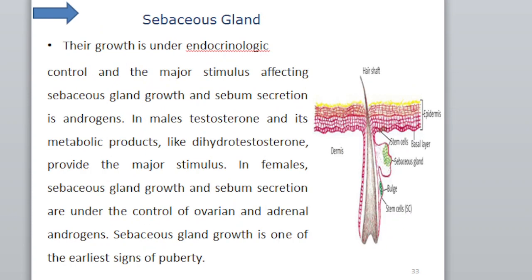Their growth is under endocrinologic control, and the major stimulus affecting sebaceous gland growth and sebum secretion are androgens. In males, testosterone and its metabolic products, like dihydrotestosterone, provide the major stimulus. In females, sebaceous gland growth and sebum secretion are under the control of ovarian and adrenal androgens. Sebaceous gland growth is one of the earliest signs of puberty.